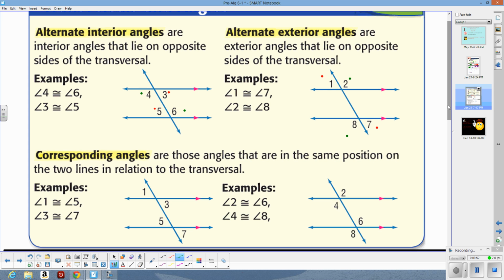Corresponding angles are angles that are in the same position. So if you were to look at these four angles here and these four angles here, the ones that are in the same spot, like 1 and 5, are in the same spot because they're the upper left of each group of four angles here. Those are congruent. 3 and 7 are congruent because they are in corresponding positions. This angle right here and this one, congruent. And this one and this one, it's also congruent.